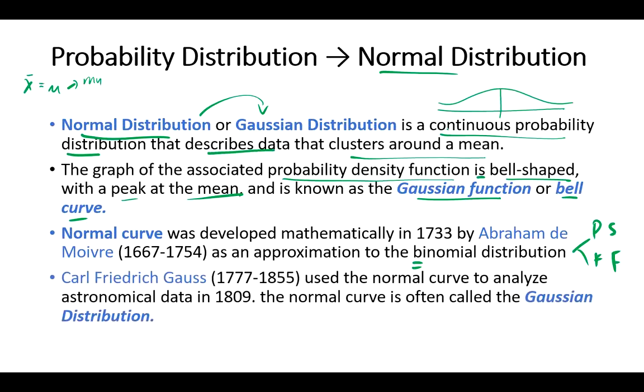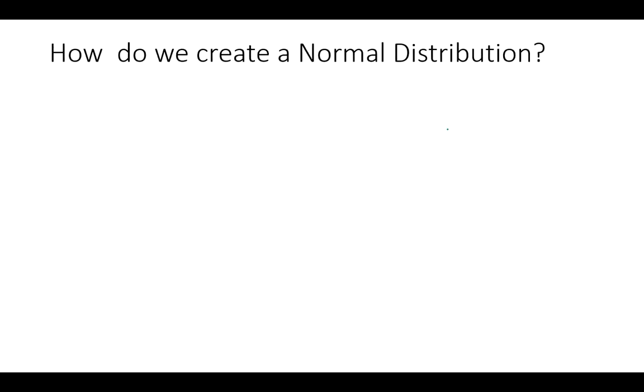Okay, the fourth bullet, Carl Friedrich Gauss, 1777 to 1855, used a normal curve to analyze the astronomical data in 1809. The normal curve is often called the Gaussian distribution. Okay po. So maraming tawag, marami siyang synonym or other names. Okay po. So, yung fourth bullet natin is just an additional information kung saan ginamit si normal curve o si normal distribution. Okay? Next, how do we create a normal distribution?